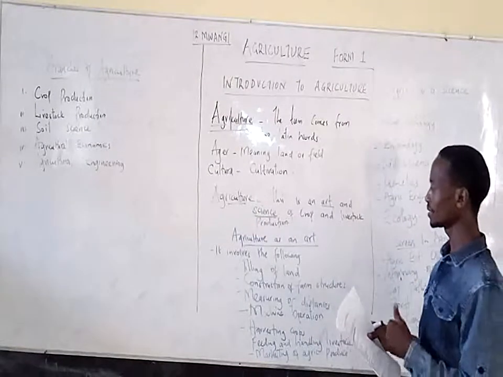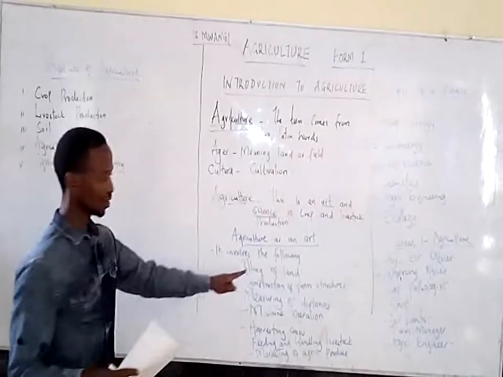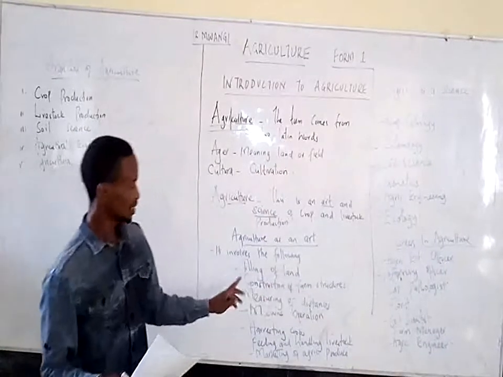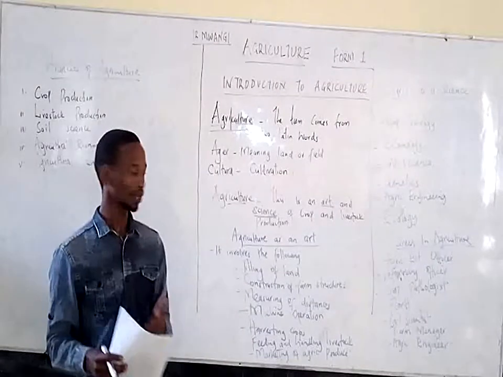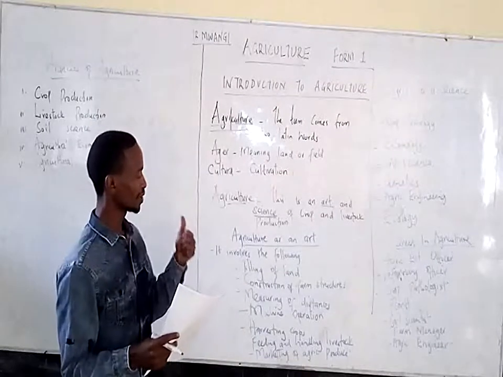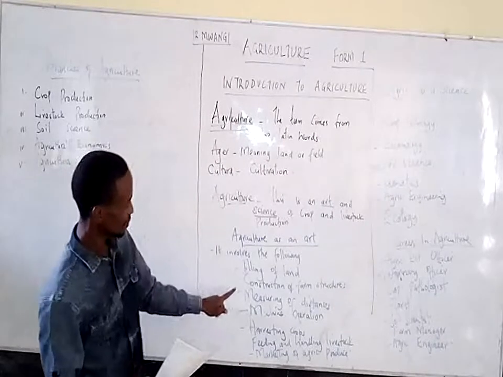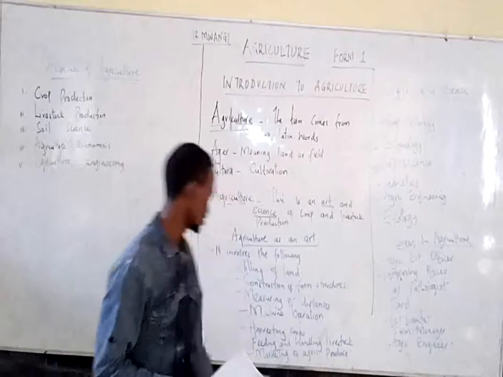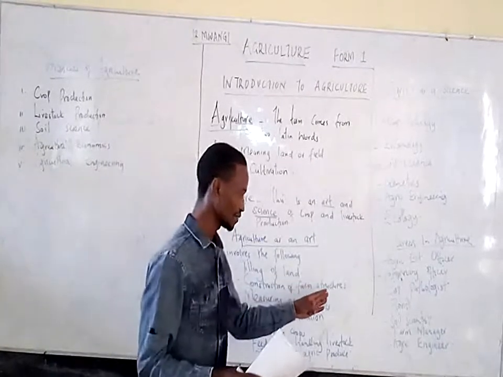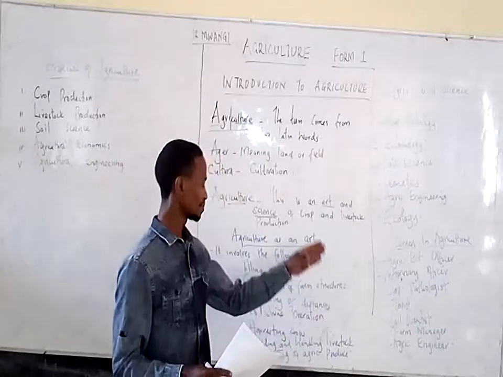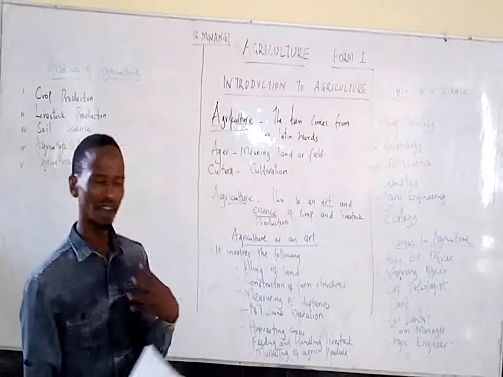As an art, agriculture involves the following. Number one, tilling of land, which involves, for example, the use of a jembe when you are plowing or carrying out land preparation. Then again, we have construction of farm structures, for example, a dairy shed, a cow pen, or even a farm store.